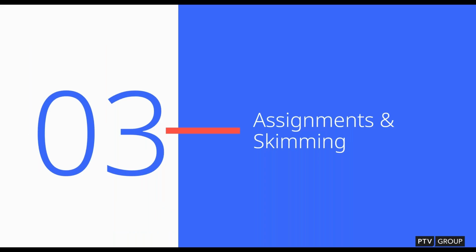With that, we're going to move on to assignments and skimming. And we're going to talk a little bit today about the different assignment procedures you have available to you within Visum, and what's required to run them and what kind of outputs you would get.